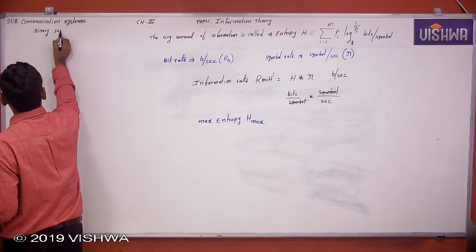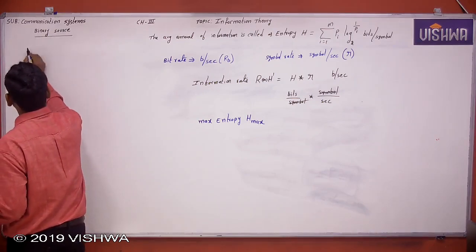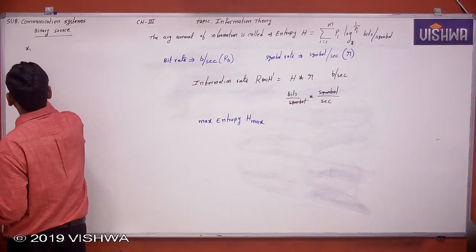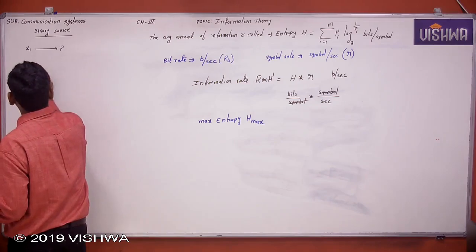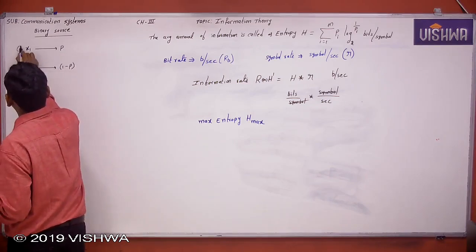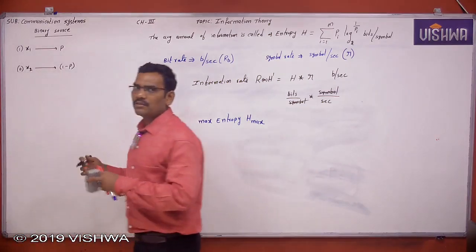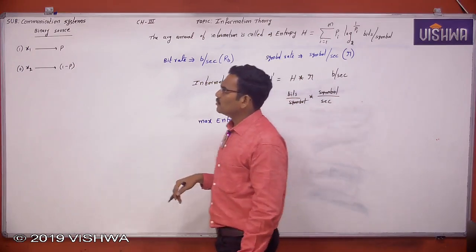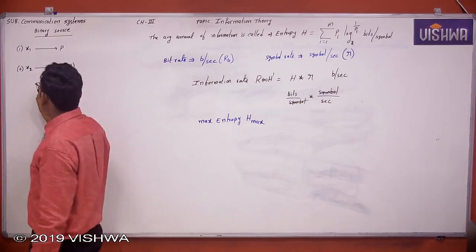I take a binary source generating two symbols x1 and x2, with probability p for one and 1 minus p for the other. This is 1 and this is 0 with a probability of p and 1 minus p, because the sum of all the probabilities is always 1. So these are the symbols and these are their probabilities. Then you tell me how to find the entropy.